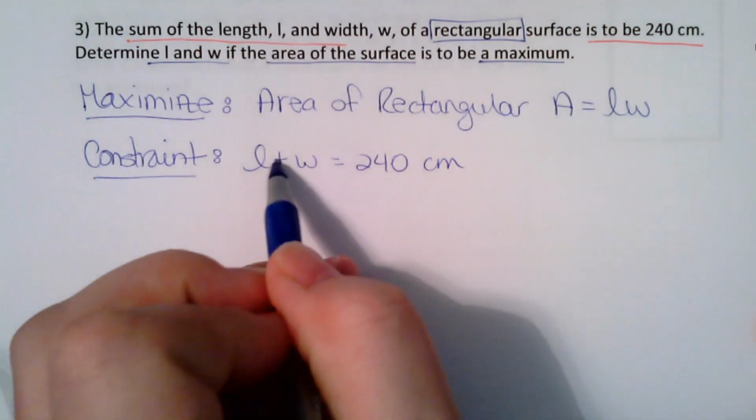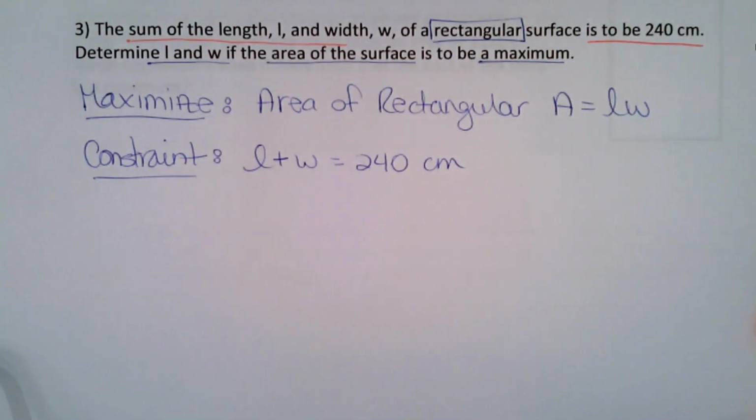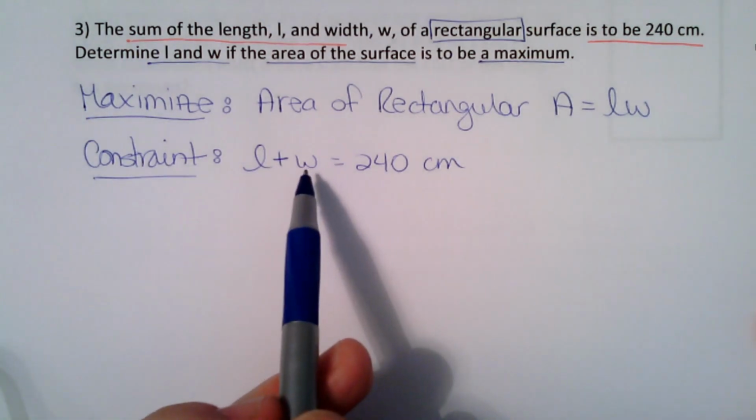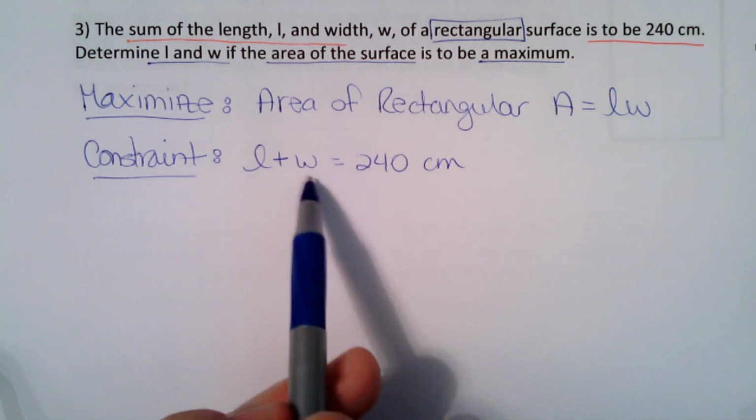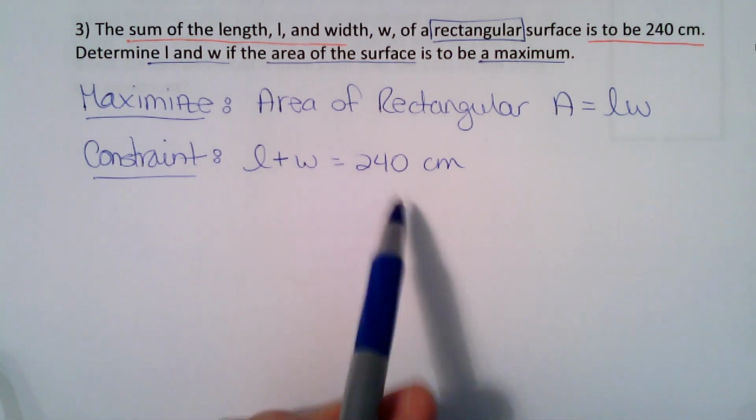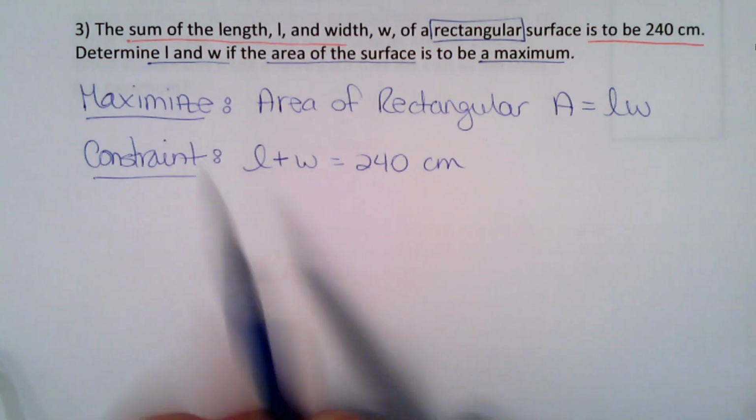They have to make sure that once you figure out the maximum of one, this one still has to be, you know, we can't just say, well, let's just make them both as big as possible, because the two of them must combine to make 240. So this is how we're constrained.